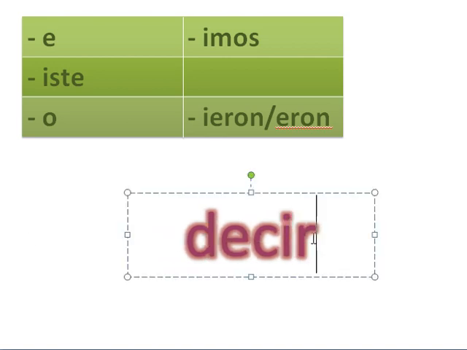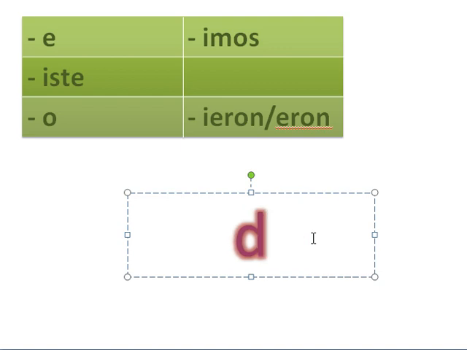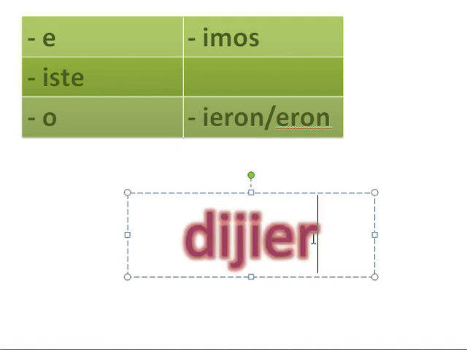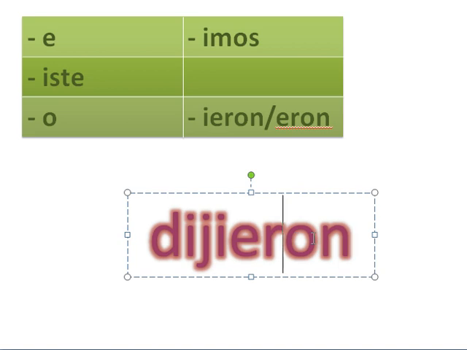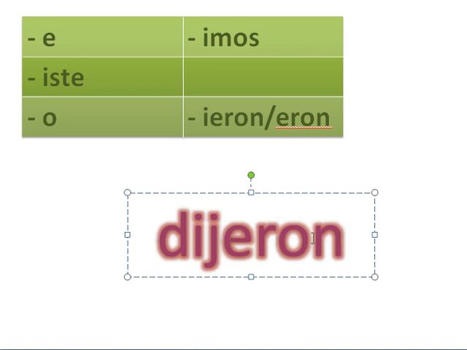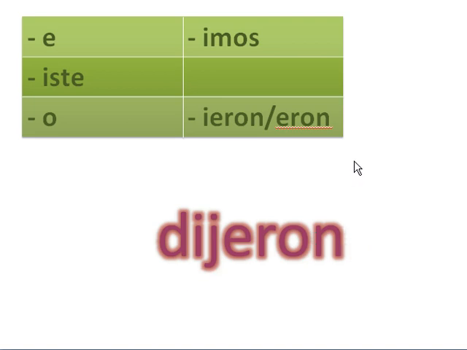Decir is also strange because for the ellos and ellas form, people often mistake it to be dijieron, but actually this i is an extra i, and you only use eron to change it. So it's only dijeron, not dijieron.